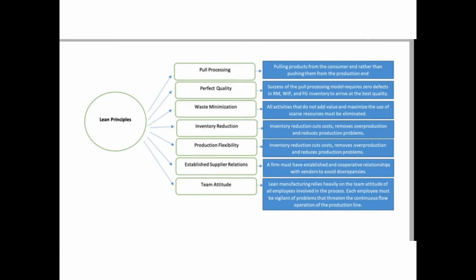The last one is team attitude. Lean manufacturing depends heavily on the team attitude of all employees involved in the process. Each employee must be vigilant of problems that threaten the continuous flow operation of the production line.